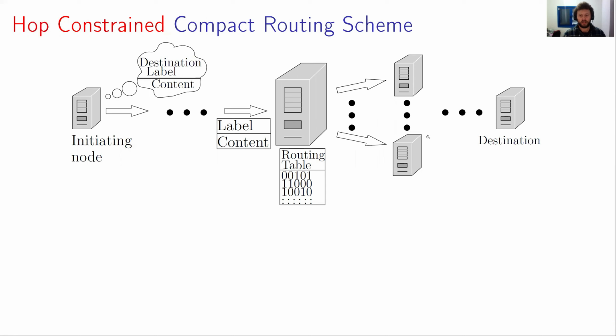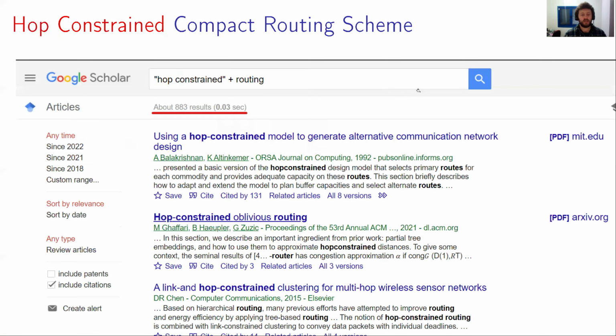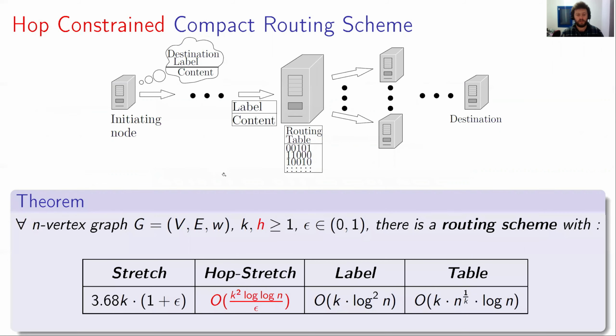In the hop-constrained version, in addition, we require that the overall number of hops in the path this packet takes from start to end is at most h hops. This problem is very central, and indeed there are hundreds of papers with the words hop-constrained routing. However, this paper is now the first one to give any provable guarantees on hop-constrained compact routing. So our result is the following.